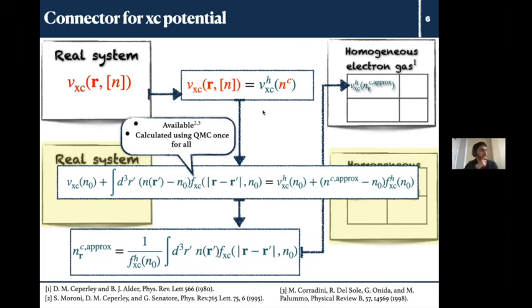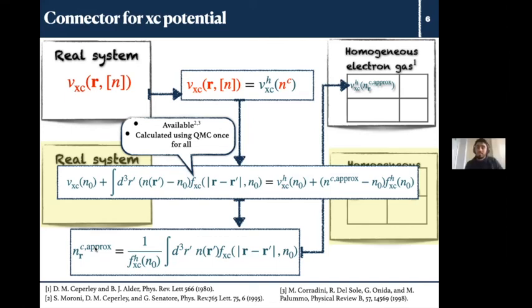Just to check my understanding: what do you mean by the connector density being close to the exact density? You mean this one, or the density that I calculate? This one is not. One previous slide, you do the expansion. Yes, here I do the expansion, which is a Taylor expansion, assuming that you are close to the N0 density, right?